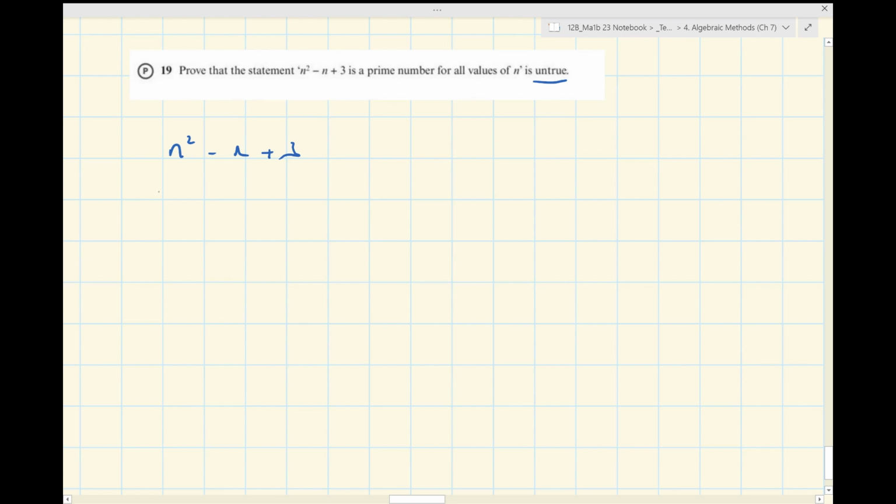Let's try n is 1. Then it's going to be 1 minus 1 plus 3. It's prime. Let's try n is 2. Then it's 4 minus 2 plus 3, which is 5, prime. Let's try n is 3. Then it's 9 minus 3 plus 3, which is 9, not prime. There we go. Job done.